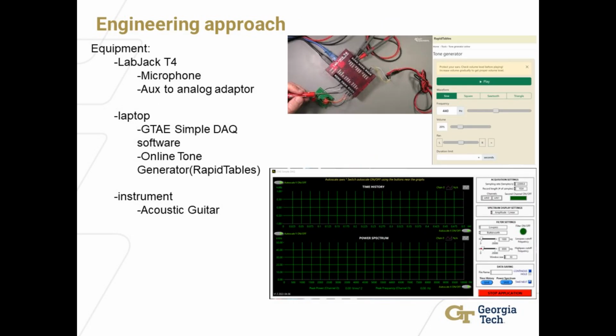The main instrument that we used in this lab was the LabJack T4 DAC, which came along with a microphone and an aux to analog adapter, which we used to connect the LabJack to a computer. And then on the computer, we used the GTAE Simple DAC software to try to identify the functions and read their frequencies based on the graphs that were drawn on the software.